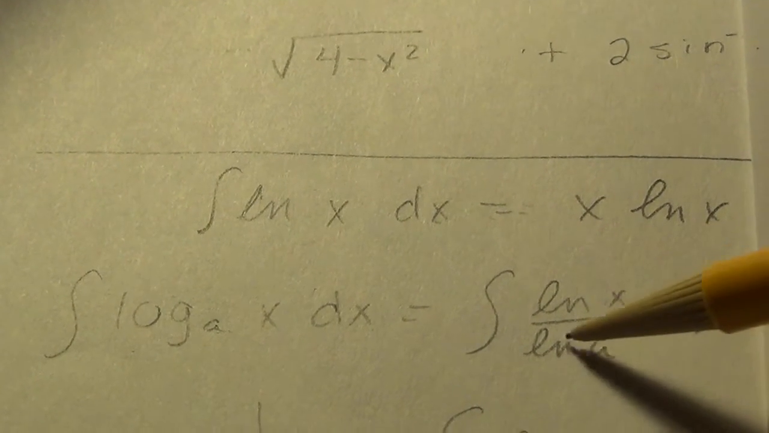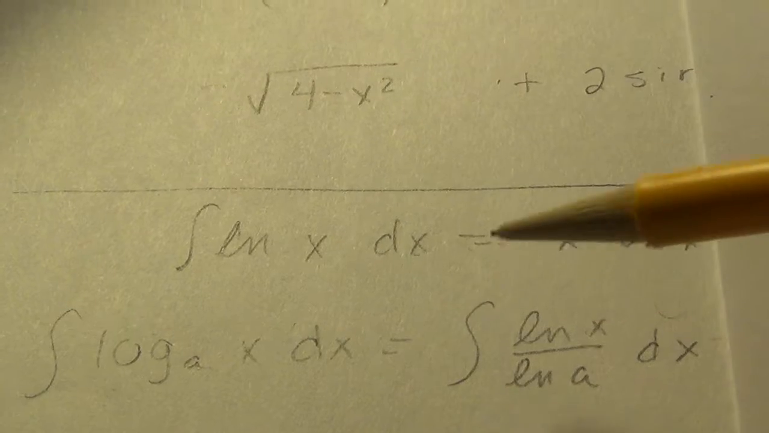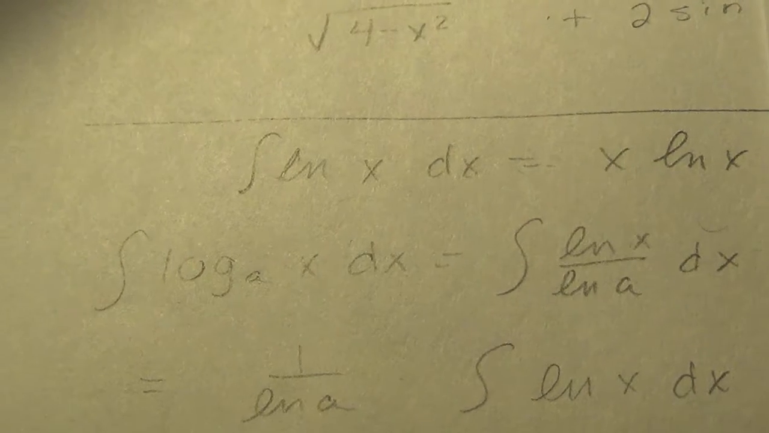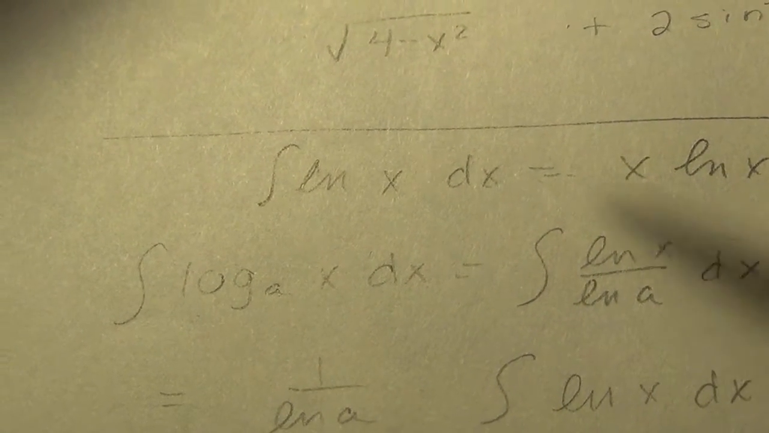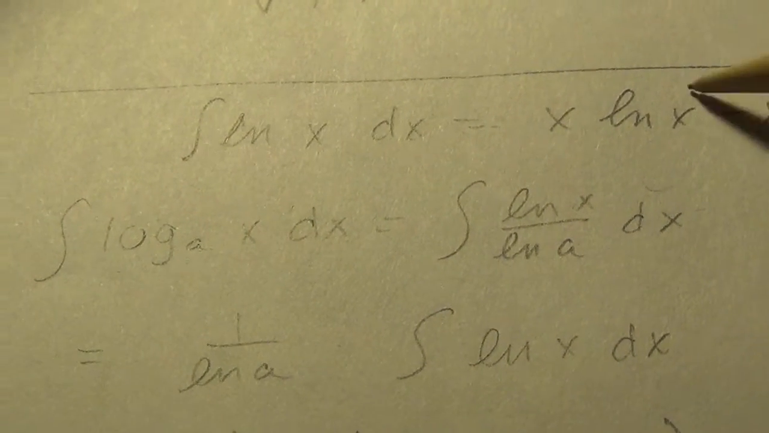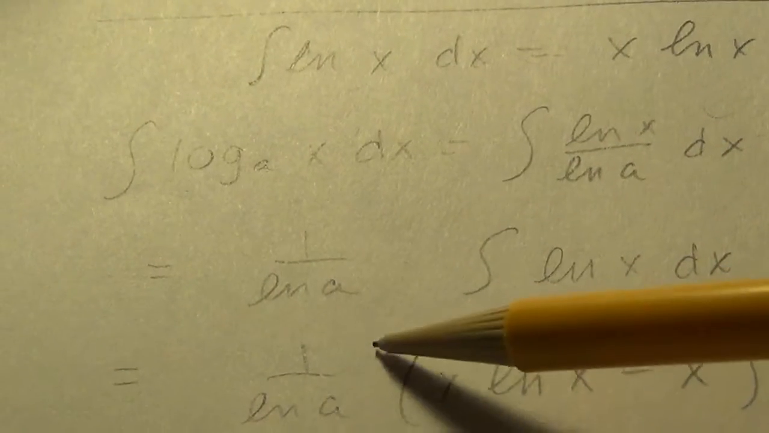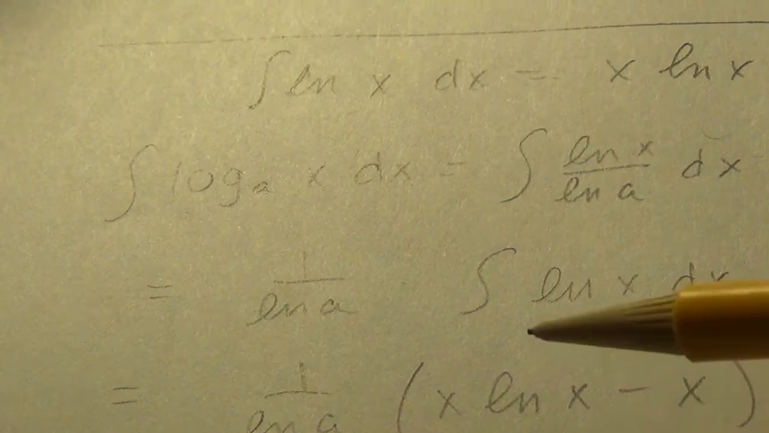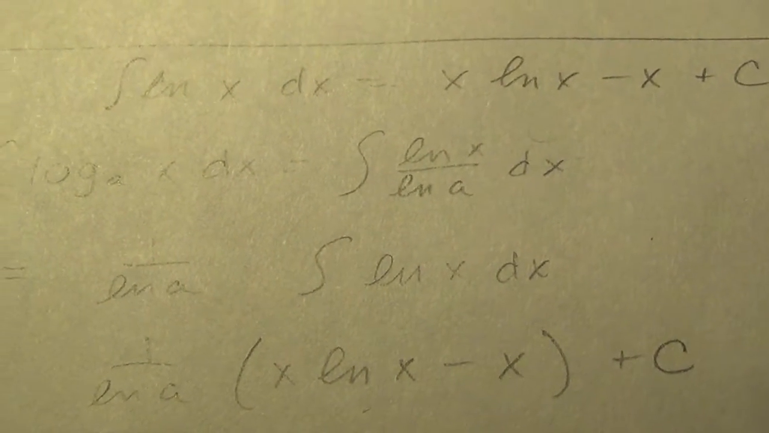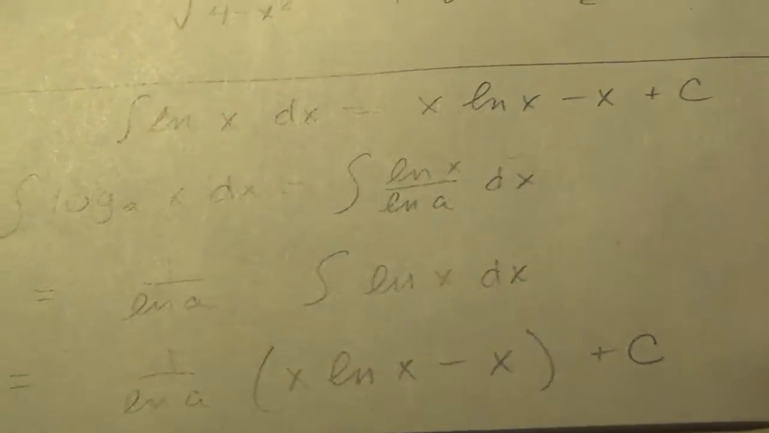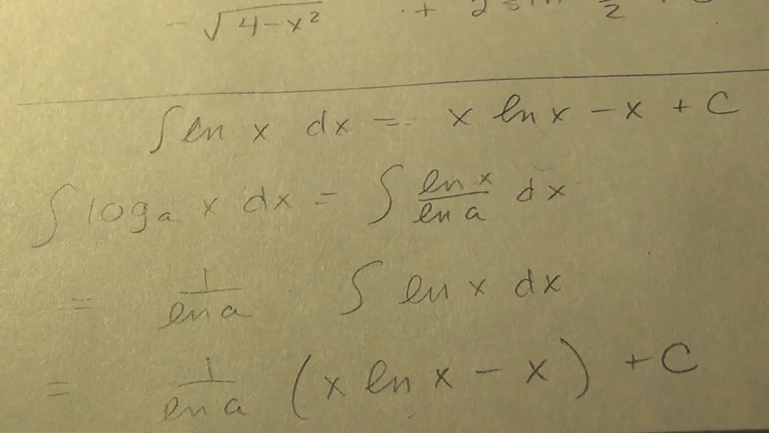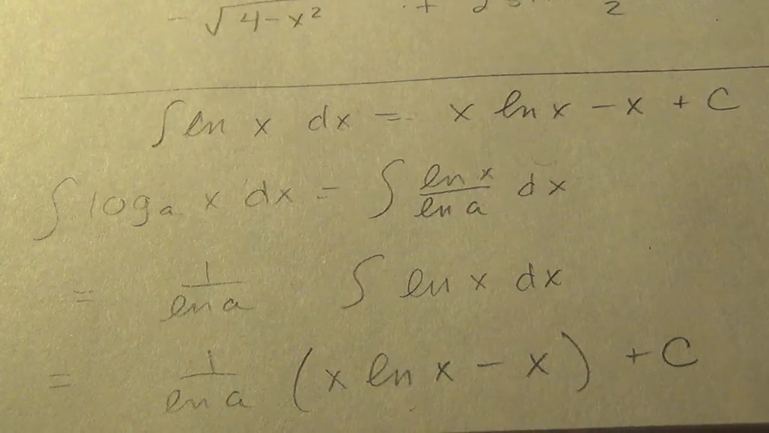Now I recognize ln of a is just a constant, so I'm going to kick it out of my integral, where it'll sit out in front as 1 over ln of a. And now I have the integral of ln of x, which I just told you about up here. So now I can just finish with that expression: 1 over ln of a times x ln of x minus x plus c. Alright. I don't know if that has a glare. Let me move it over. 1 over ln of a times the expression x ln of x minus x plus c.